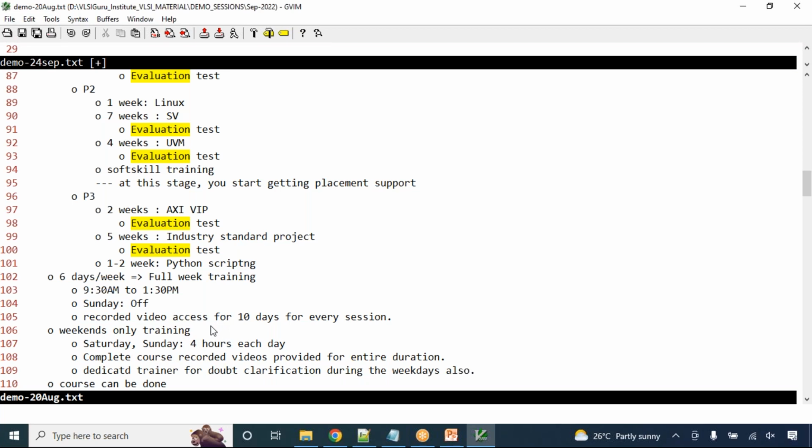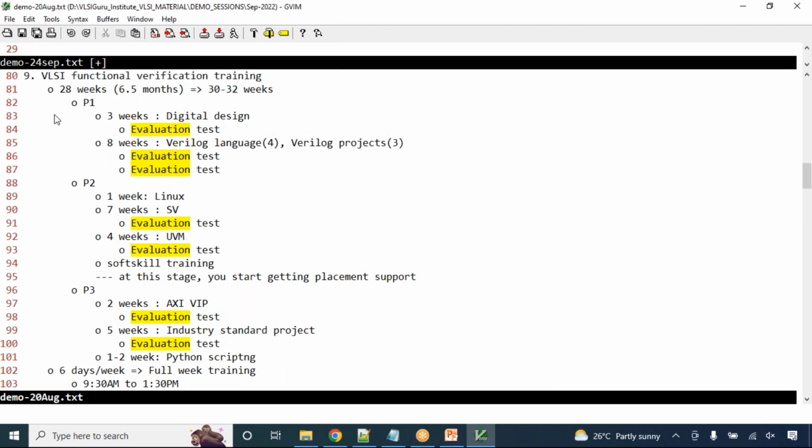Hello everyone, let us resume the session. So I was giving you the overview of the schedule. The training will be happening for almost 28 to 30 weeks. And as I said, it will be divided into phase 1, phase 2, phase 3. And the main emphasis of the course will not be the completion, the emphasis will be on the quality of learning.